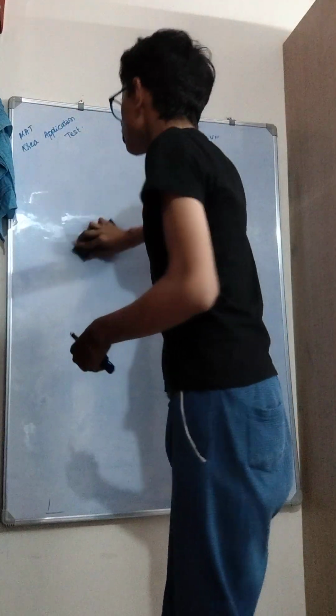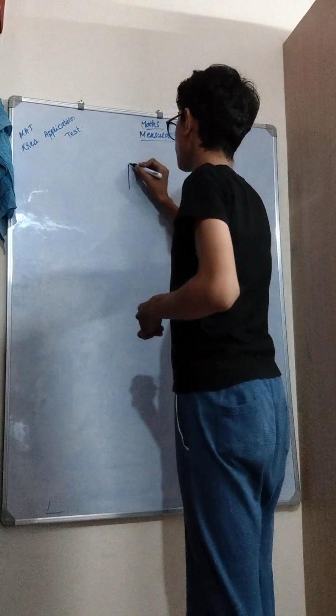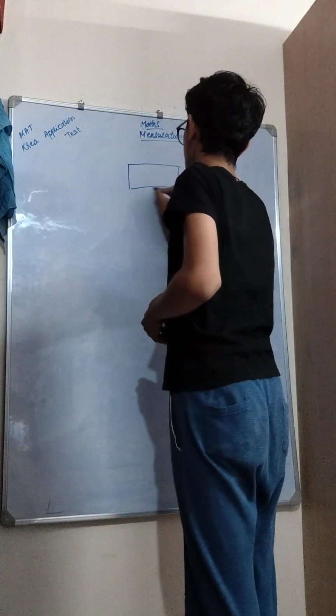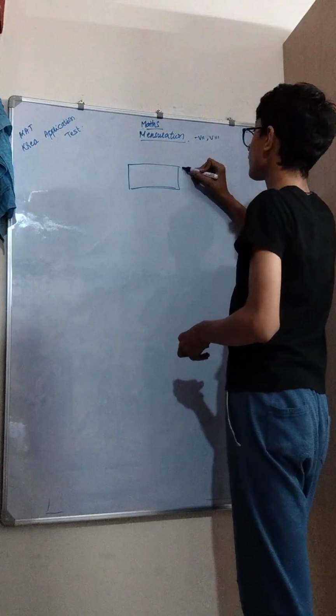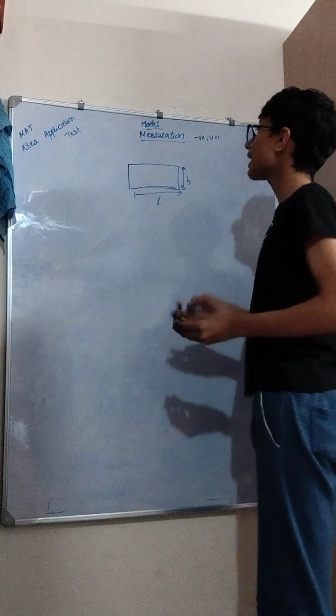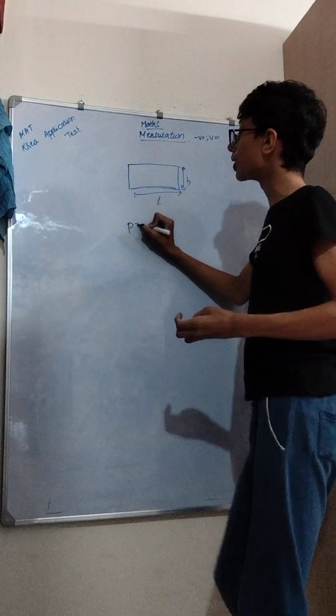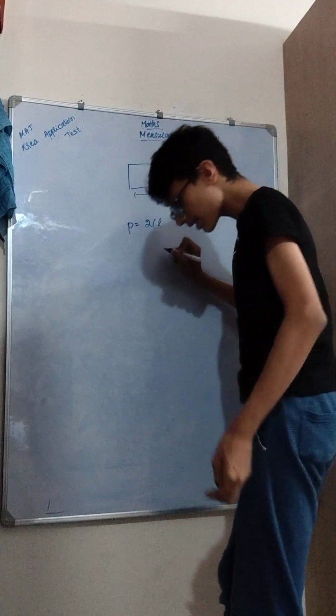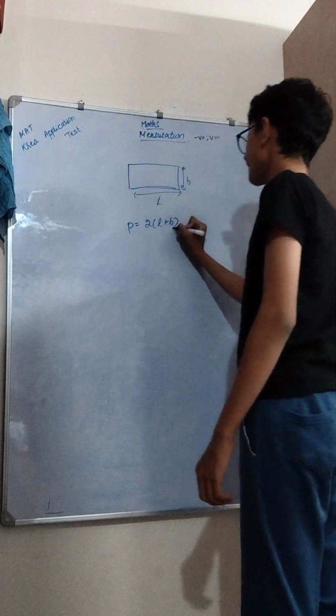Now I will explain one more shape, a rectangle. This is not a perfect one, but for now we can adjust. The width is B and the length is L. So the perimeter is equal to 2 into (L plus B), 2 into (L plus B).